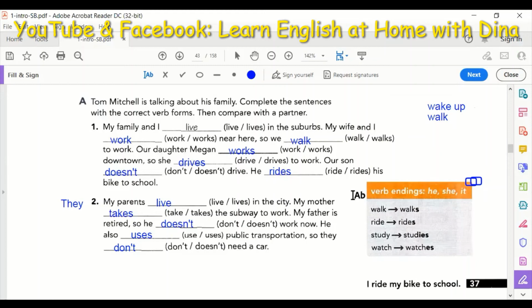My parents live in the city. My mother takes the subway to work. My father is retired, so he doesn't work now. He also uses public transportation, so they don't need a car.